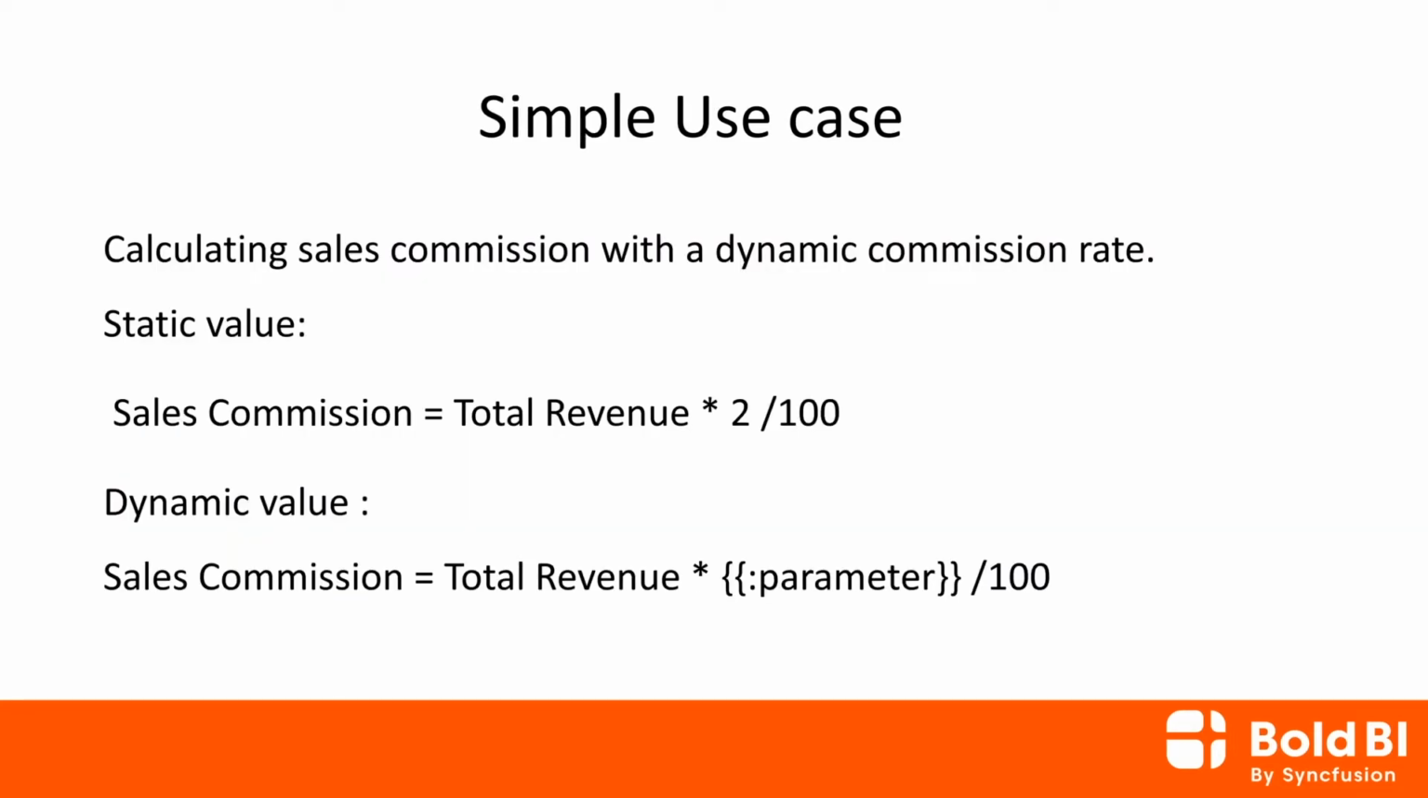I'm just showing a simple use case here where you can use a parameter. For example, for calculating a sales commission, the total revenue could be multiplied by the commission rate. So what you're seeing here is 2% of the total revenue. So for example, if you're creating a calculated field like this, eventually this value 2 may be changed to 1.5 or 1.6, whatever you have based upon the current scenario or different conditions.